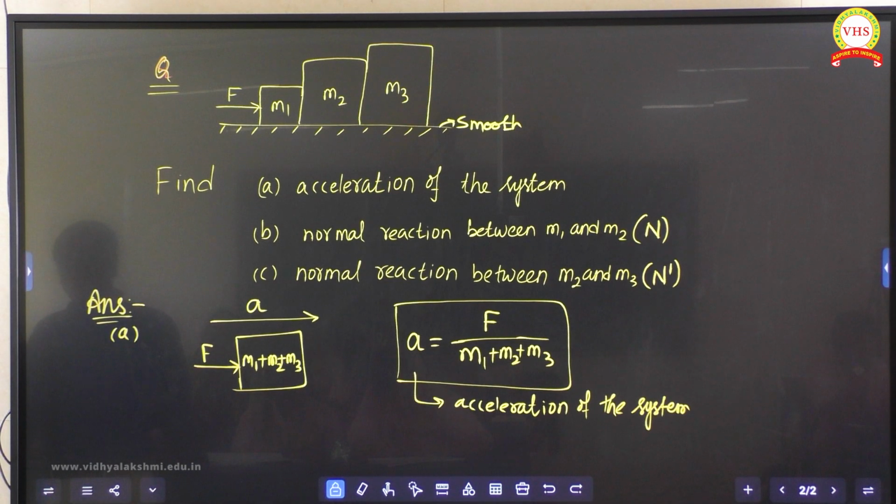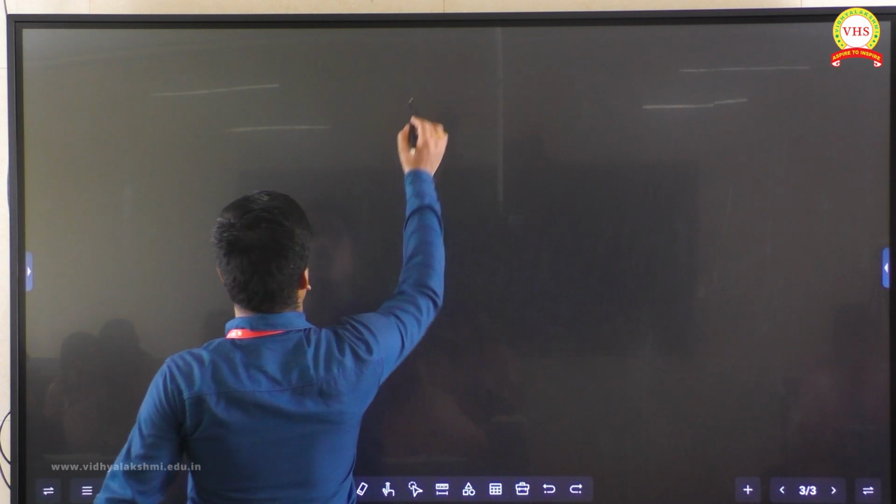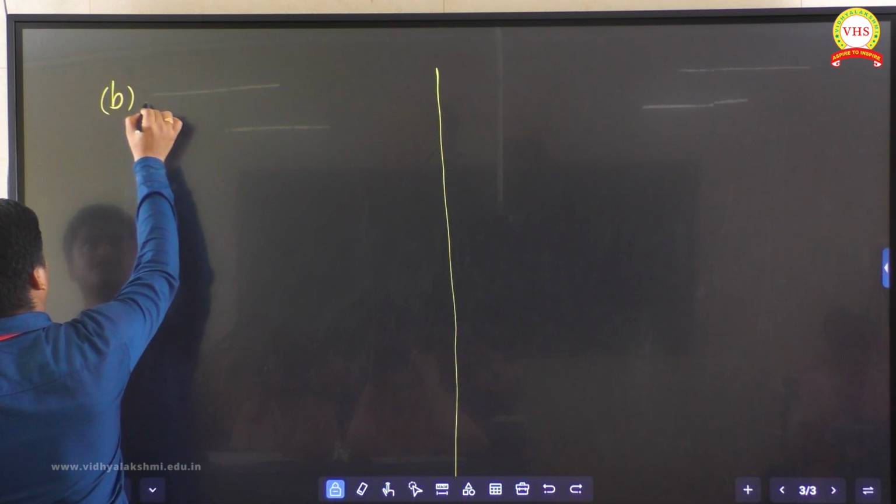And remember, each and every object here, m1 also moving with acceleration a, m2 also moving with acceleration a, m3 also moving with acceleration a, and all together mass is moving with acceleration also what? A, in the right direction. Okay, listen next.